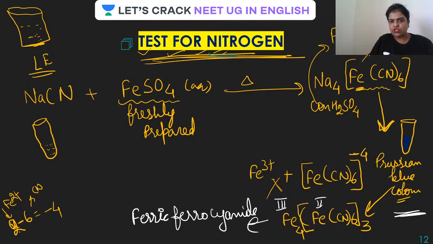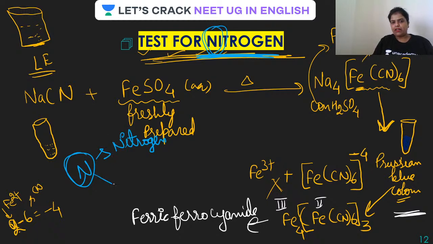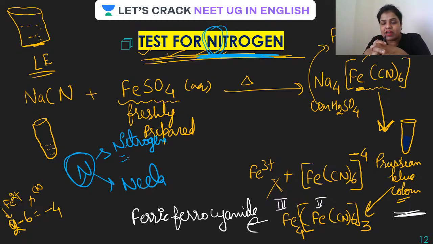Now, guys, nitrogen. How to recall the test? N for nitrogen. N for Neela, like Neela Asman, the blue sky. So N for Neela, N for nitrogen. If sodium extract on addition of FeSO4 and concentrated sulfuric acid gives you a Neela colored solution, that is Prussian blue solution. It is nitrogen.